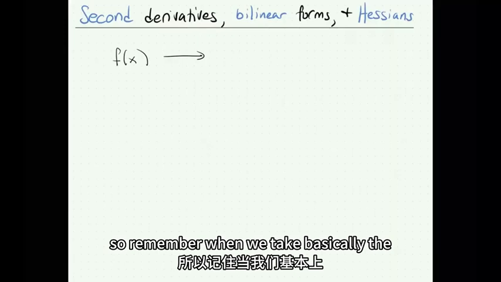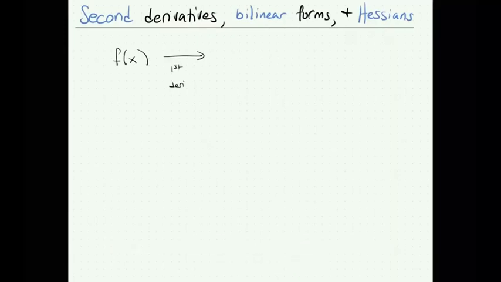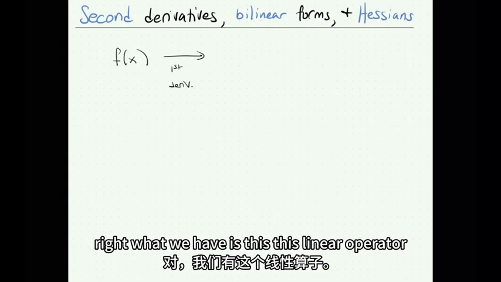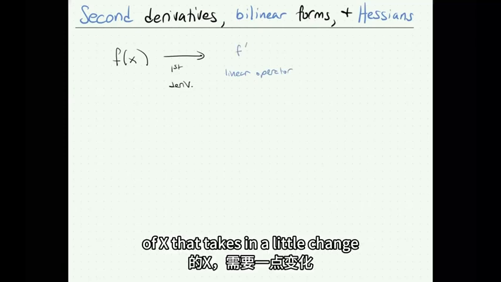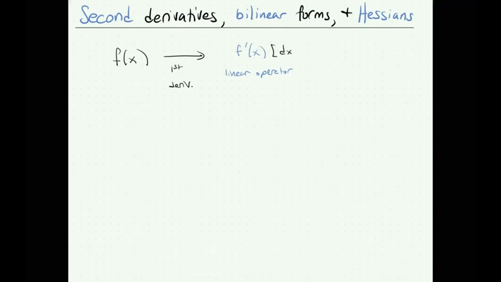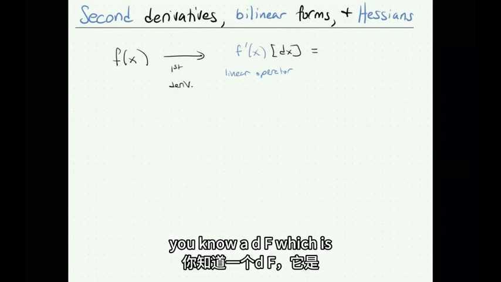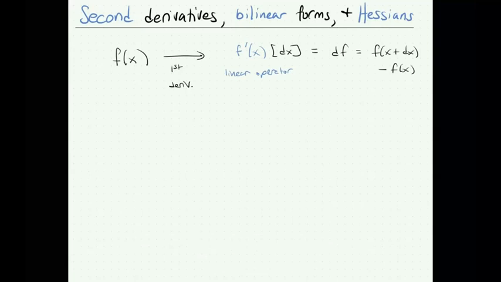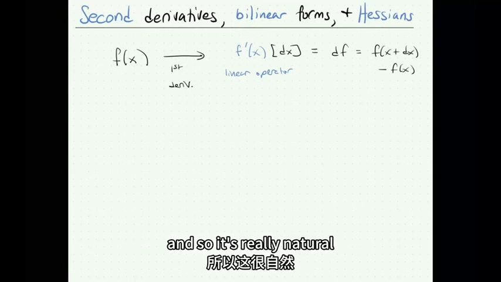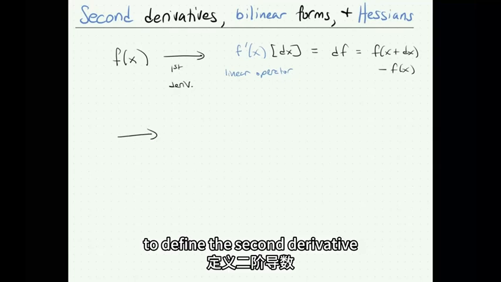So remember, when we take the first derivative, what we have is this linear operator f prime of x that takes in a little change and gives us a df, which is f of x plus dx minus f of x to first order, dropping higher order terms. And so it's really natural to define the second derivative.